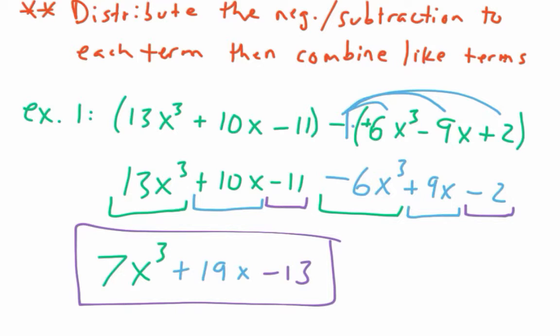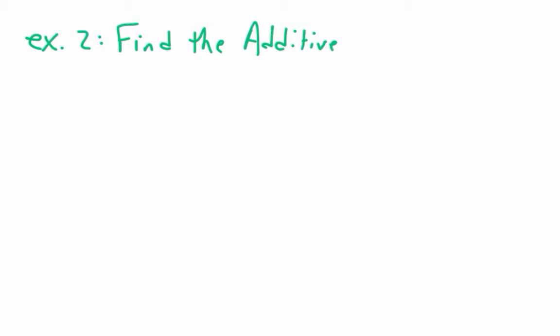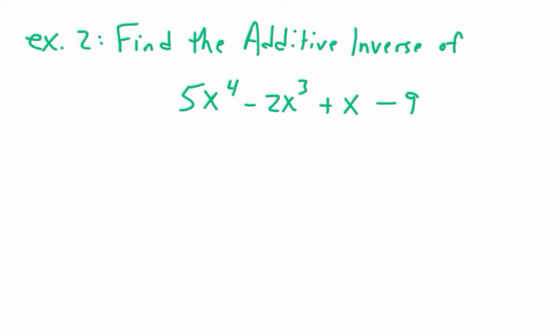Other than distributing that negative 1, it's really the same type of thing as yesterday once you get to that line. Feeling okay with example 1? Going to come back to this in a minute. Example 2 is a different type of question. For this they call it an additive inverse. So find the additive inverse of 5x to the fourth minus 2x to the third plus x minus 9.